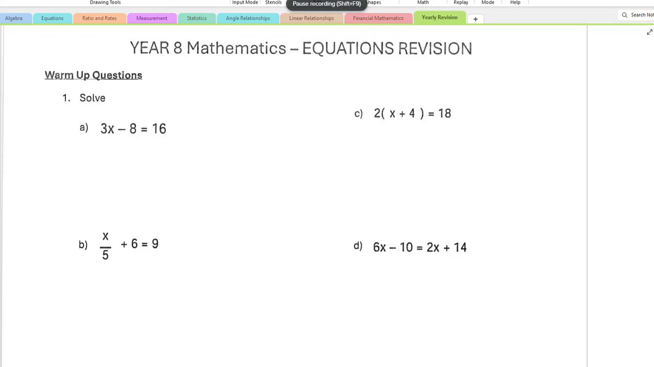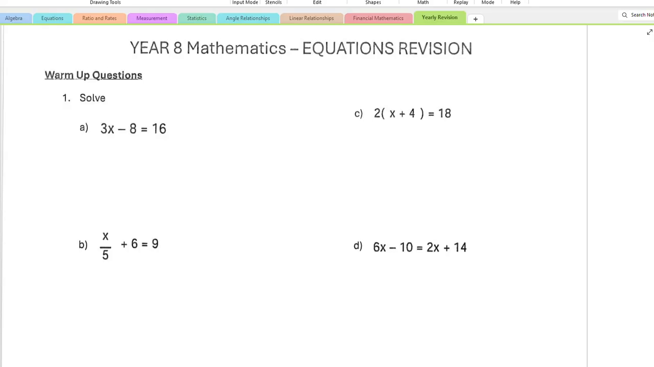Today we are going to be doing equations for revision for our yearly examination. So we're going to do a few questions that revise each of the concepts that we've gone through in our topic of equations this year. So in question number 1, we have a variety of different equations, starting from a two-step equation all the way up to pronumerals on both sides.